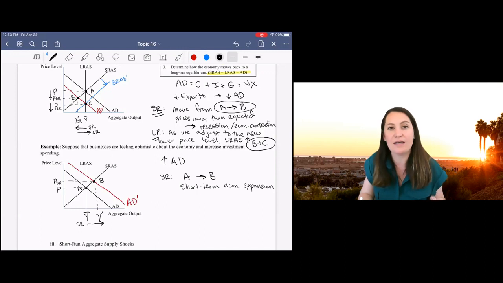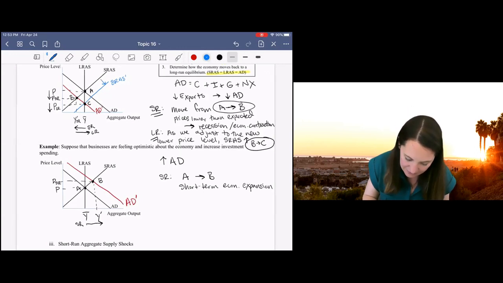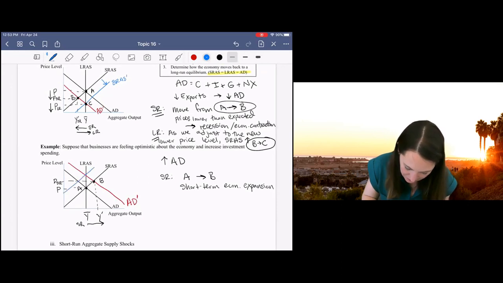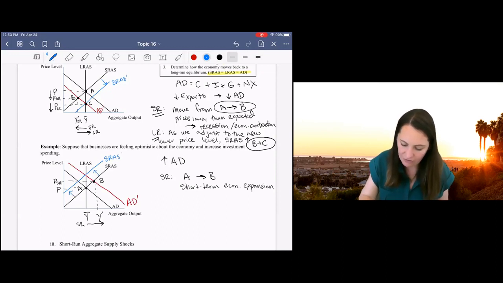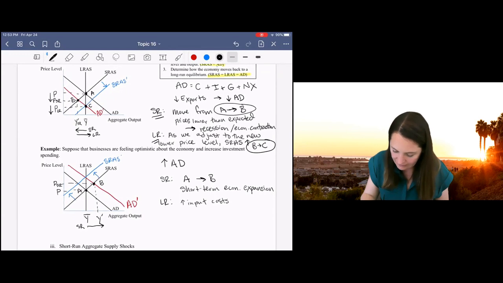As businesses begin to realize that they're not going to be able to get the workers, or the price of labor is going up, then short run aggregate supply is going to shift inward, right, as we adjust to that new higher price level. Okay, got an increase in input costs, and then all prices will adjust upward.